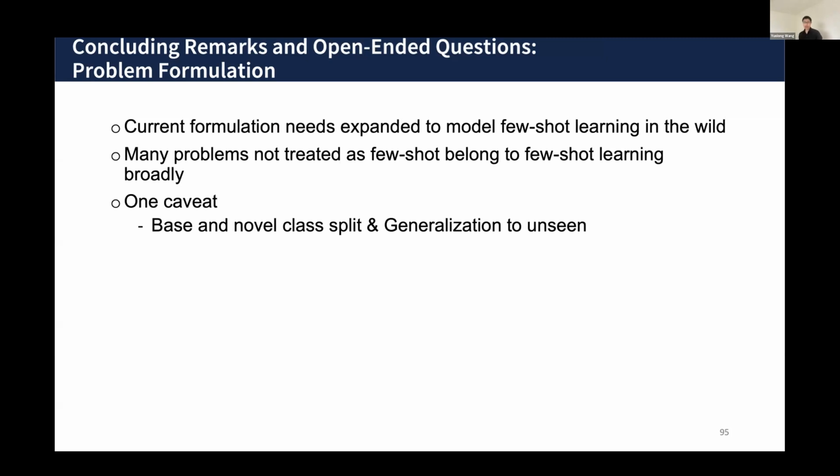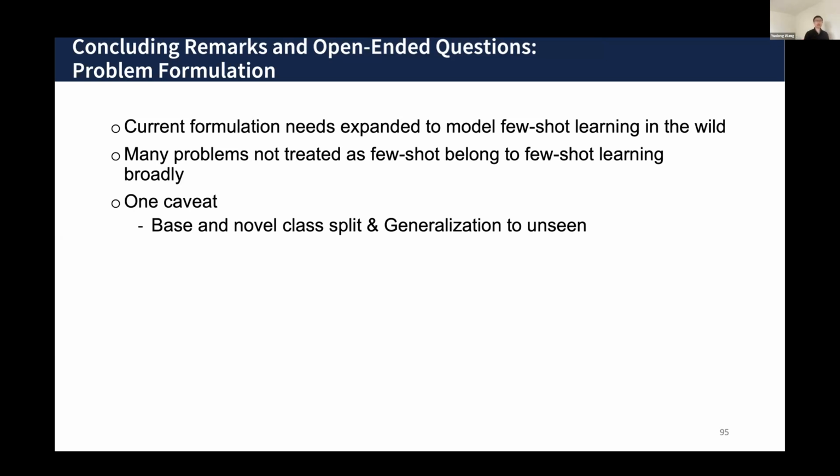As concluding remarks, I would like to discuss some open-ended questions that revolve around the implications of pushing the boundary of few-shot learning beyond conventional classification. First, regarding the problem formulation, the existing base and novel formulation in few-shot learning remain narrowly defined and may not readily apply to various tasks and practical scenarios. On the other hand, several problems that are not traditionally considered as few-shot learning could potentially fit under this umbrella from a broader perspective.